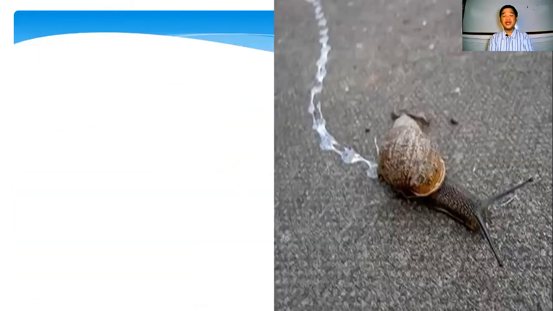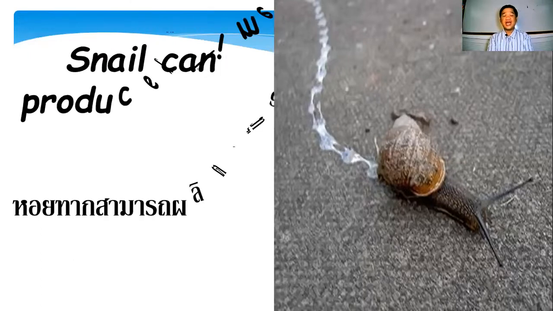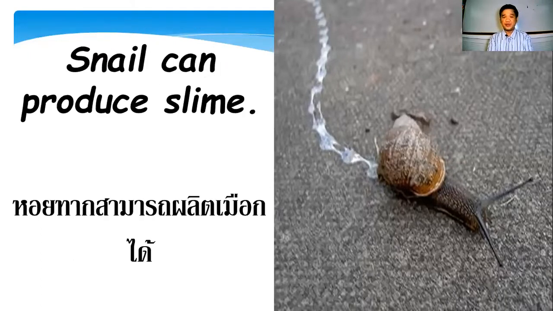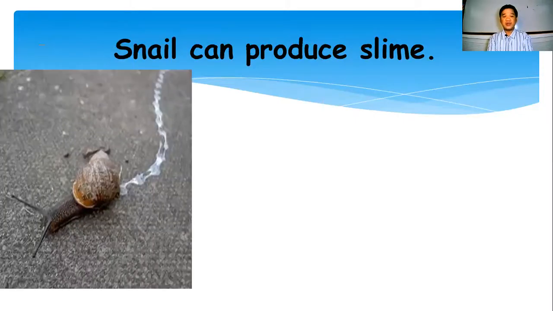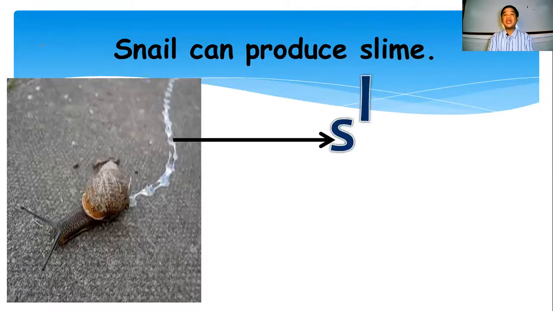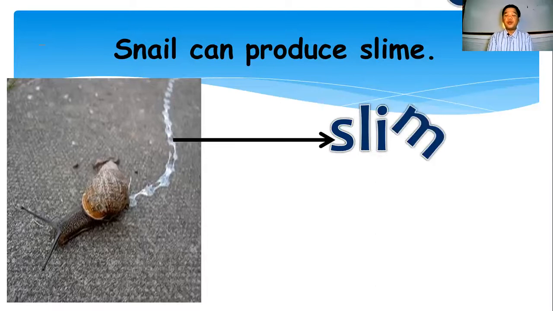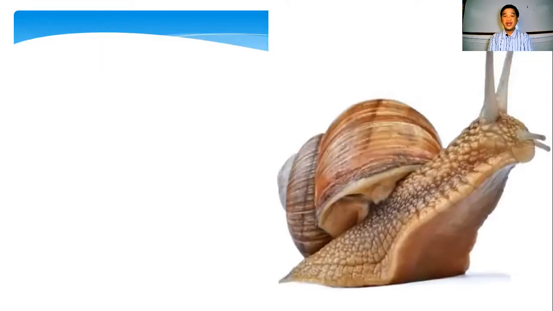Another characteristic of the snail is that the snail can produce slime. So that is one of the characteristics of the snail. You know what? Here in Thailand, there are a lot of companies that make beauty products with the content of the slime of the snail.